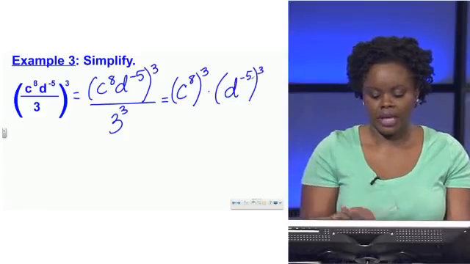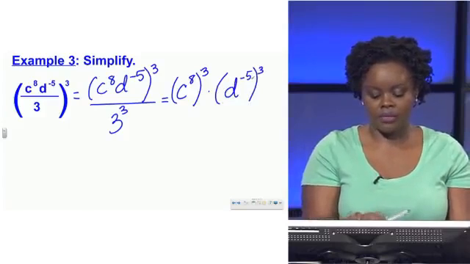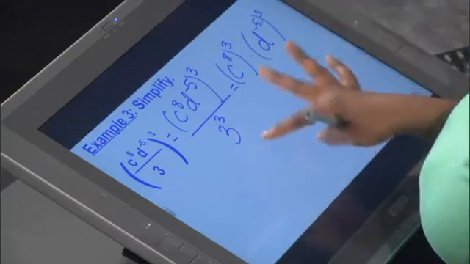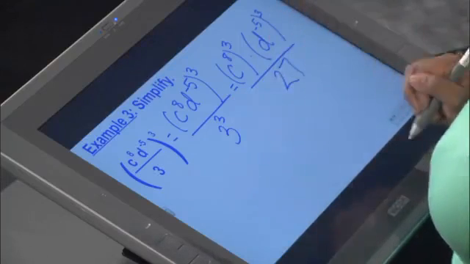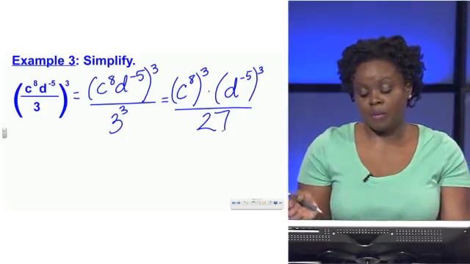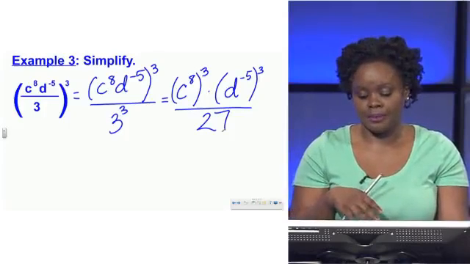Okay. And then my denominator, I have 3 to the 3rd, and I can go ahead and take care of that. 3 to the 3rd, that's 27. Alrighty. So the denominator is pretty much done. We've got to clean up the numerator here.